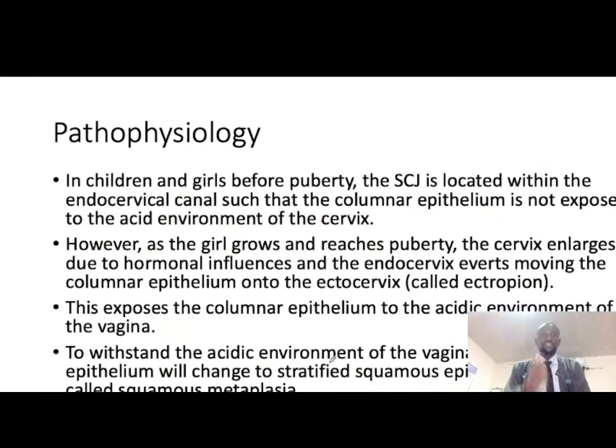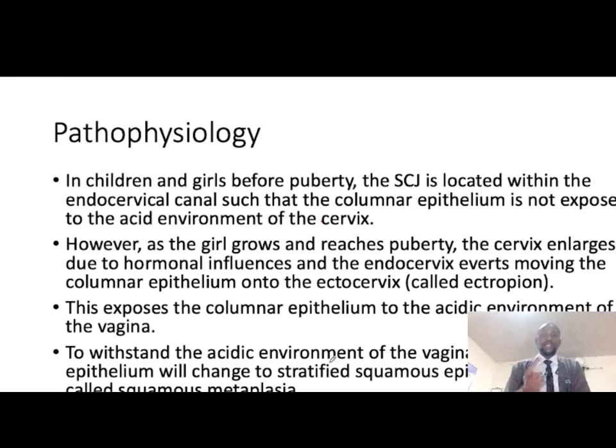What are we saying? In children and girls before puberty, the squamocolumnar junction is located within the endocervical canal, such that the columnar epithelium is not exposed to the acidic environment of the vagina. However, as the child reaches puberty, the cervix continuously enlarges under the influence of hormones, even during pregnancy. Due to this enlargement, it pushes the columnar epithelium outwards towards the ectocervix. That is called ectropion.